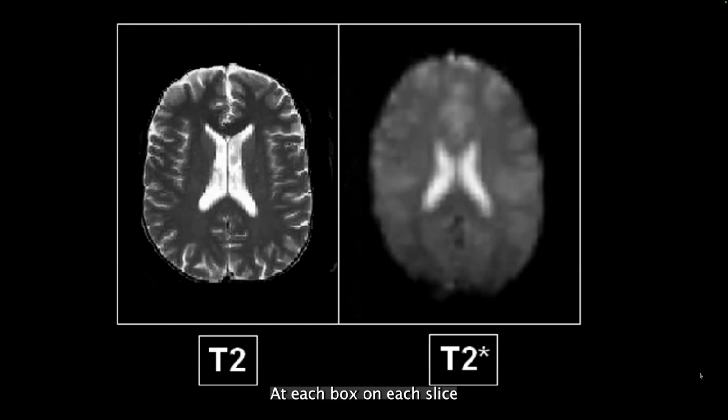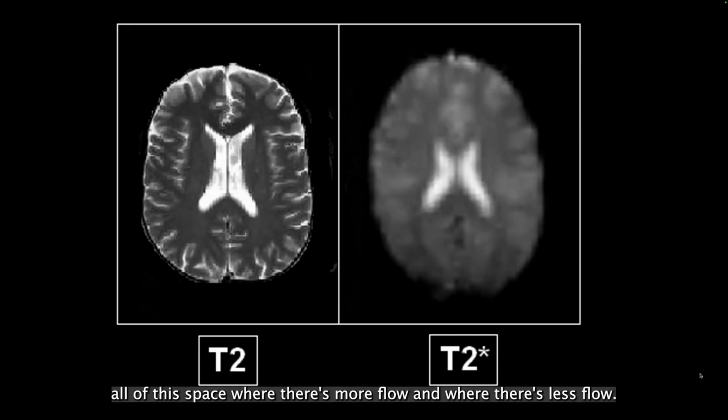At each voxel on each slice, it retains some information about blood flow. And because of that, it allows us to look at across all of this space where there's more flow and where there's less flow. So when you hear T2 star, T2 star is a common type of bold fMRI imaging.